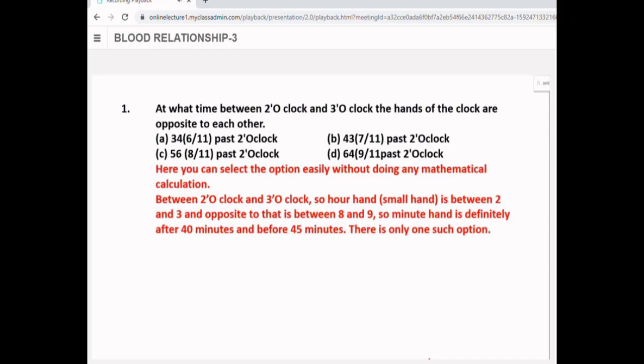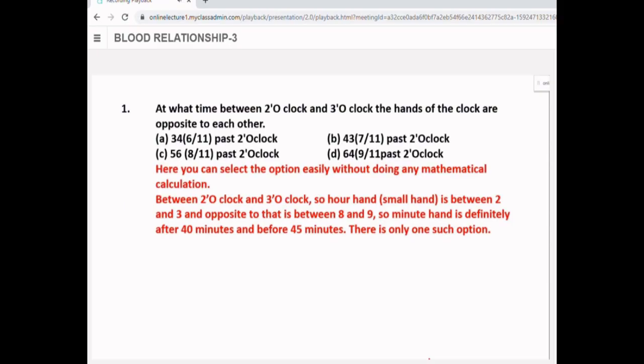So the minute hand is definitely after 40 minutes and before 45 minutes. After 8 is 40, and before 9, in between 8 and 9. And there is only one such option. Only one option is between 40 and 45. So without doing any calculation, I'll say B. Anyway, I'm showing you the calculation, but here calculation is not required. You can save your time.